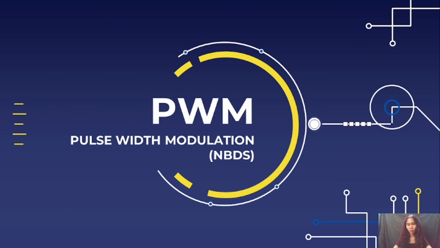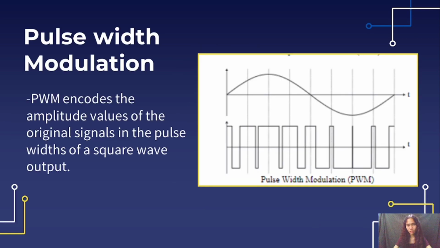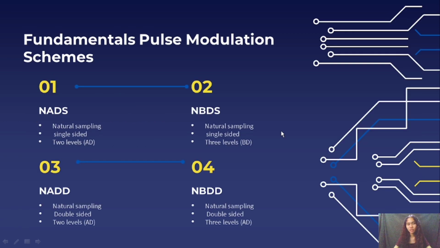In this presentation, we will focus more on pulse width modulation and NBDS. Pulse width modulation encodes the amplitude values of the original signal in the pulse width of a square wave output. As you can see here on my presentation, there is an analog signal and a square wave output. The amplitude of the analog signal corresponds to the width of the square wave output.